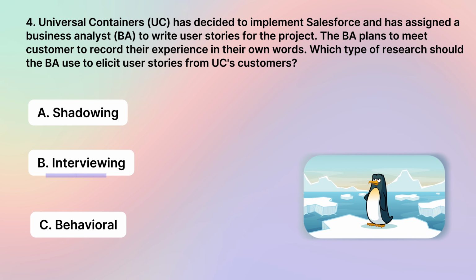The correct answer is B. Interviewing. Salesforce's documentation explains that user stories are elicited through interaction with stakeholders, including customers, and the most effective way to do this is through interviewing. Shadowing involves observing a user's behavior in a specific context, while behavioral research focuses on identifying patterns of behavior. Neither of these methods is as effective in eliciting user stories as interviewing. Therefore, B is the correct answer.